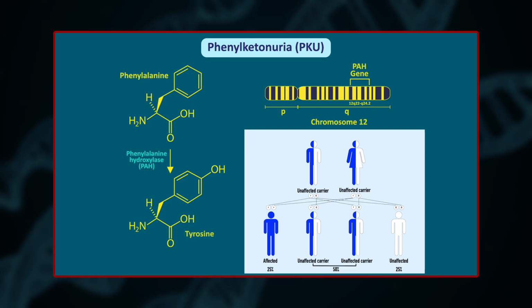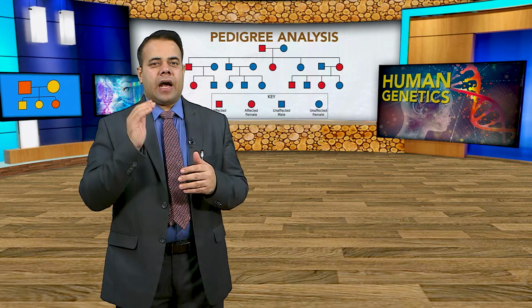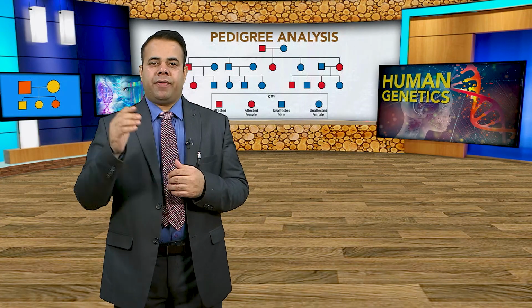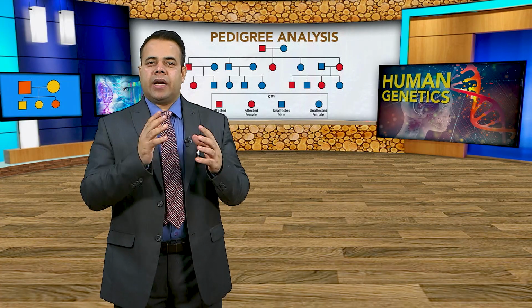Phenylketonuria, or PKU. Individuals with phenylketonuria have a mutation in the PAH gene at 12q24, that is chromosome 12, q-arm region 2 band 4, which encodes an enzyme called PAH that breaks down phenylalanine into tyrosine. Without this enzyme, the accumulation of phenylalanine and other metabolites such as phenylpyruvic acid disrupts brain development, typically within a year after birth, and can lead to intellectual disability.